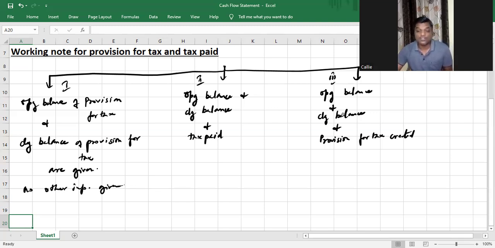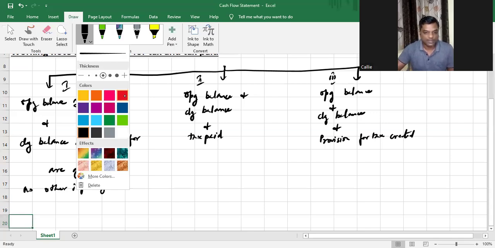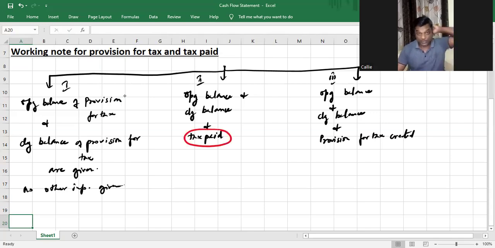Now, in order to solve the cash flow statement problem, we need two pieces of information with respect to tax. The first information that we need is tax paid. You need to know the amount of tax paid while preparing the cash flow statement. The other information that we need is the amount of provision for tax created.